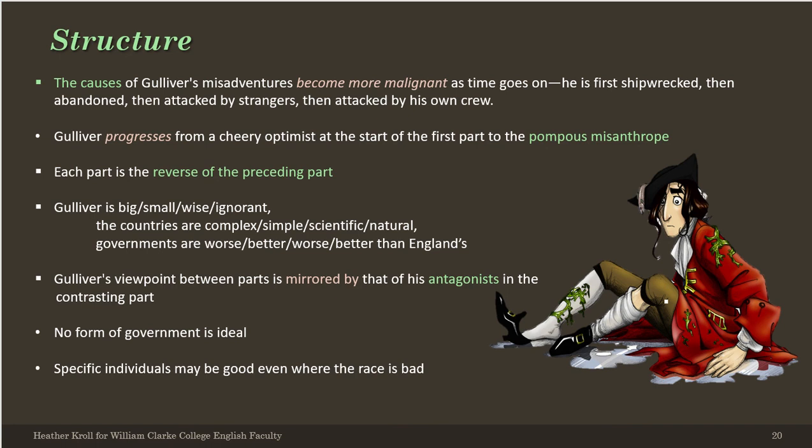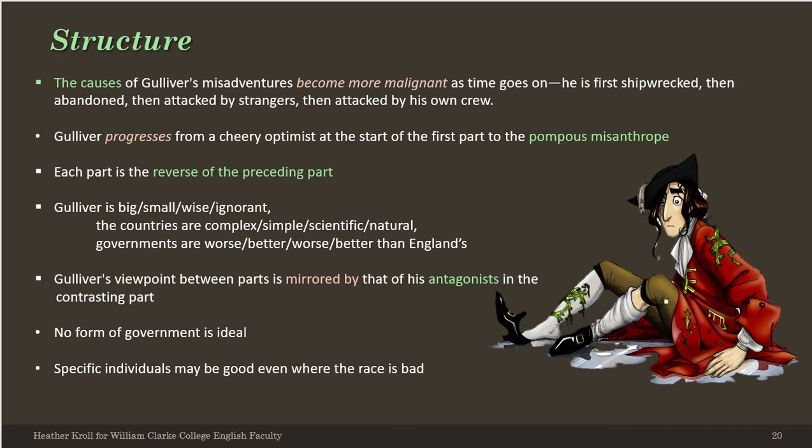So Gulliver is big in the first journey, small in the second journey, wise in the third journey, ignorant in the fourth journey. The countries are complex, such as Lilliput, simple, as in Brobdingnag, scientific in Laputa and the others, and then natural, as in the land of the Houyhnhnms. The governments are worse in Lilliput, better in Brobdingnag, worse in Laputa, and better in the land of the Houyhnhnms than England. Gulliver's viewpoint between parts is mirrored by that of his antagonist in the contrasting part. So he seems to take on the foibles of the land he's just been to.